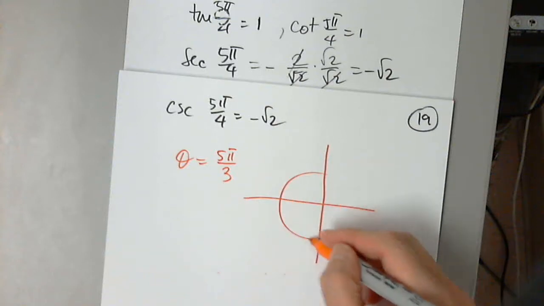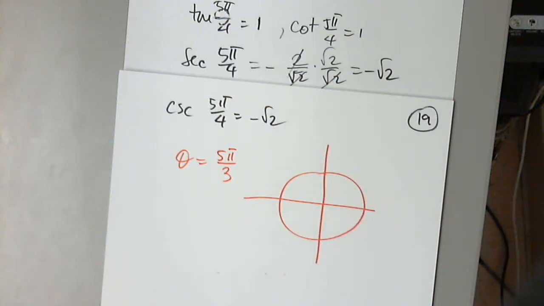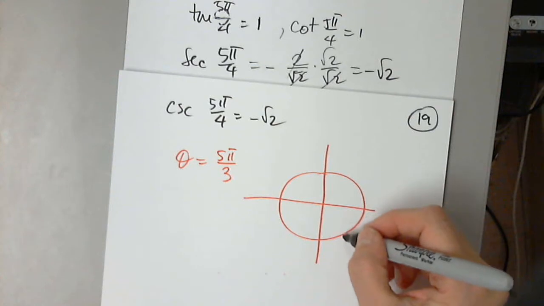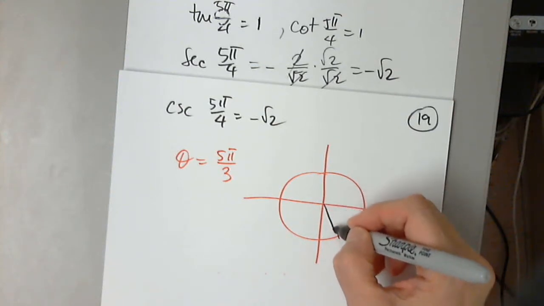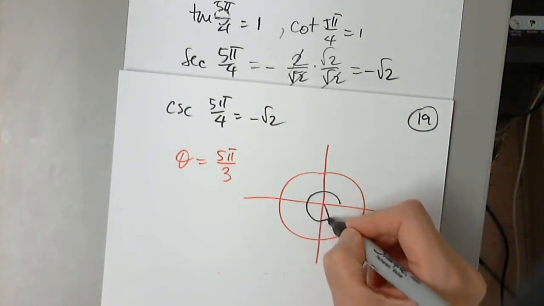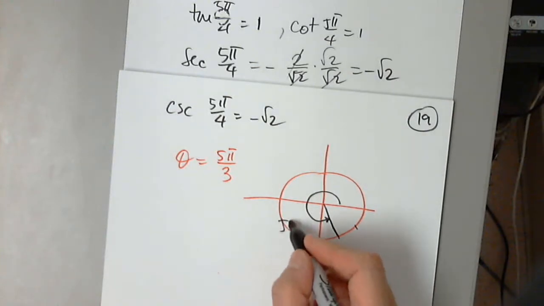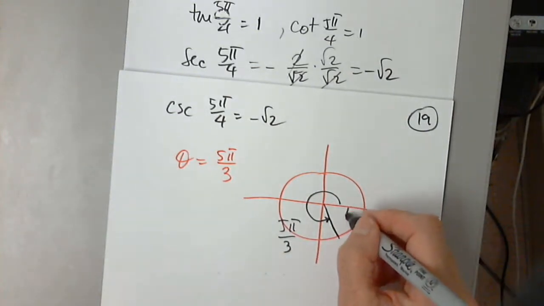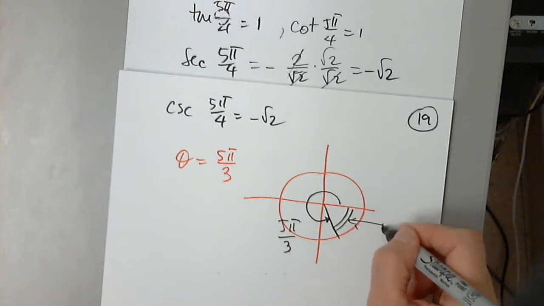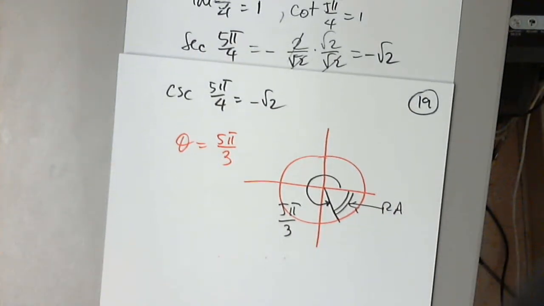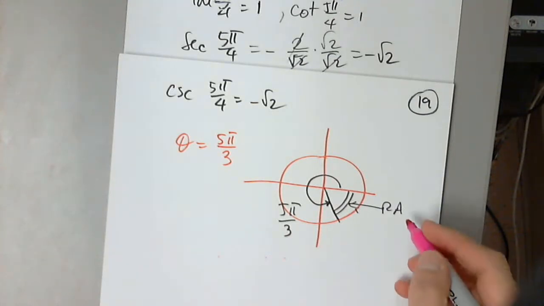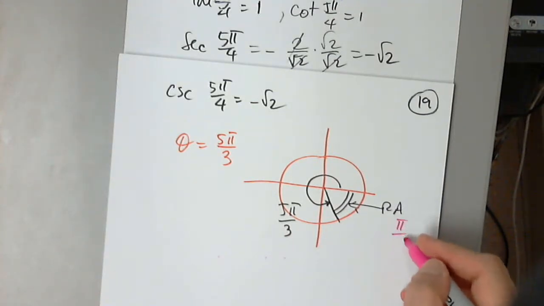We know that this is 360, so it's 60 degrees shy of 360. So this angle is 5 pi over 3. We have to determine the reference angle. What is the reference angle? 60. Yes, indeed, pi over 3.